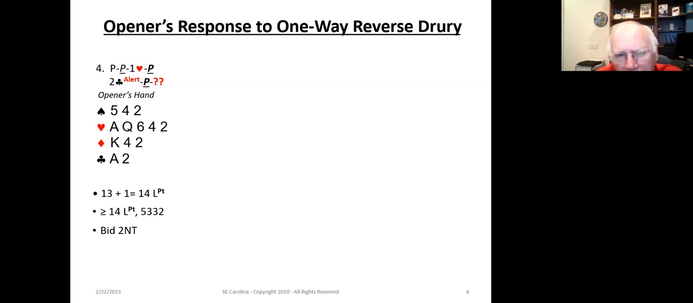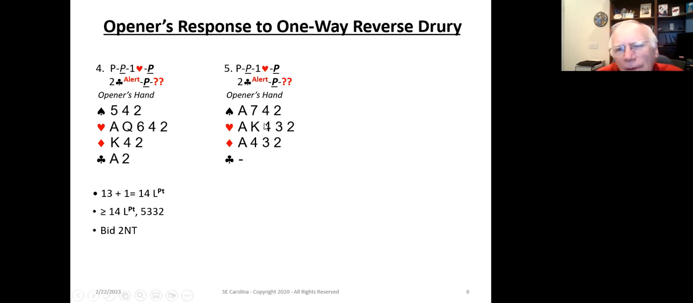But if they've got an unbalanced hand, their hand may tend to be stronger because of distribution, and they may be able to bid 3 hearts or actually even bid 4 hearts. Now let's look at this next one here.